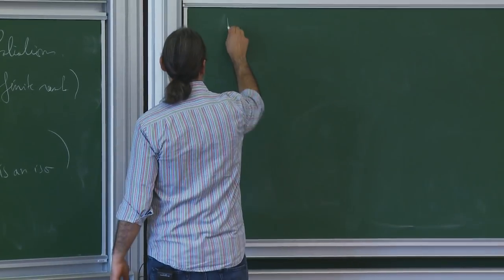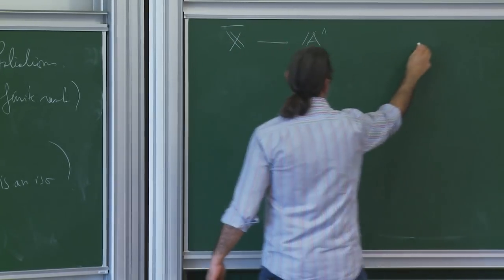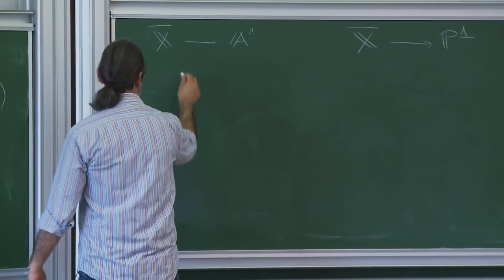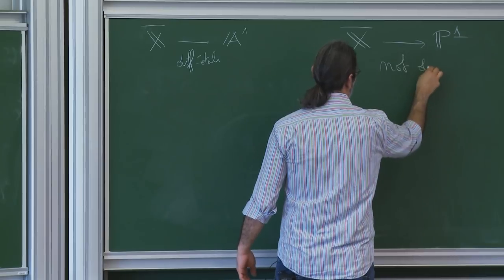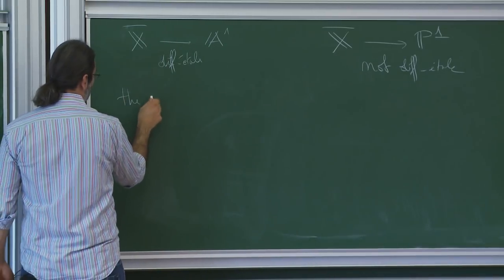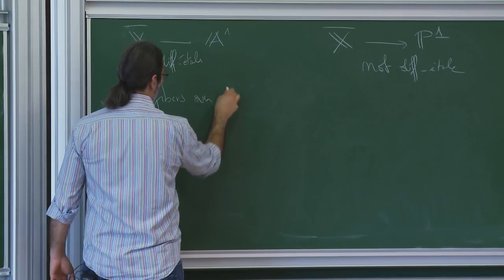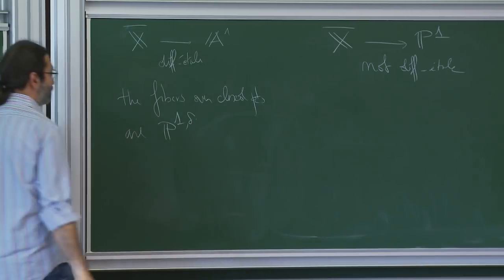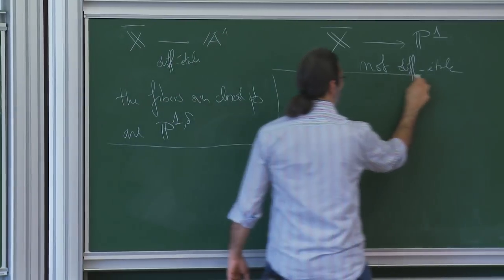So there are also obvious maps to A1 and to P1. The first is de Rham, but the second is not. And here the fibers over a closed point are just isomorphic to the discrete P1. So one can think about this as some kind of local system with fibers P1.